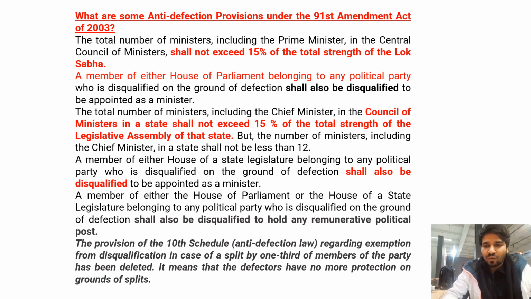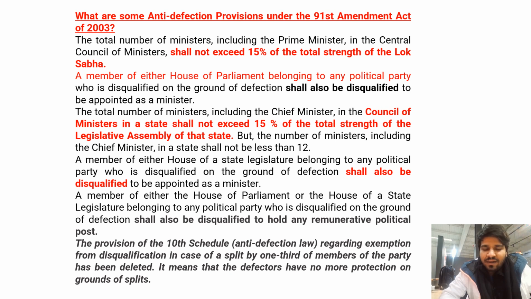So what are some new provisions under the amended anti-defection law of 2003? The total number of ministers, including the prime minister, should not be less than 15% of the total strength of the Lok Sabha, right? The same goes for the state legislative assembly as well, including the chief minister. The members should not be less than 15%, right?